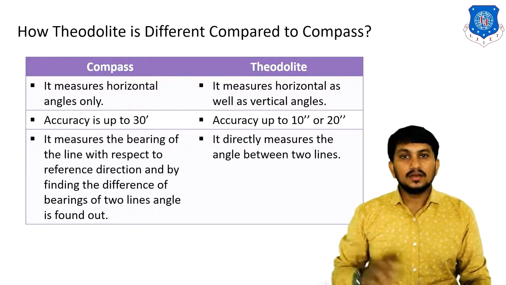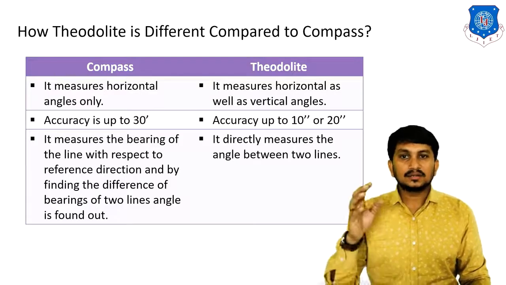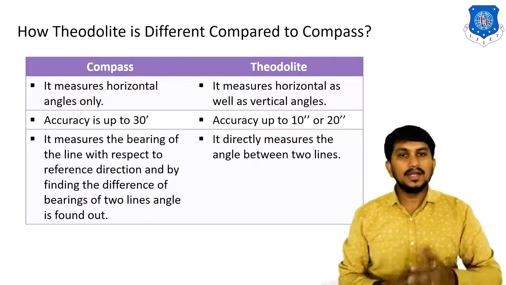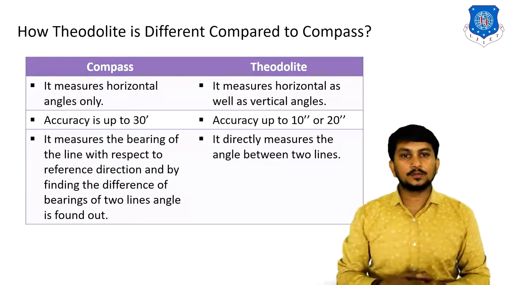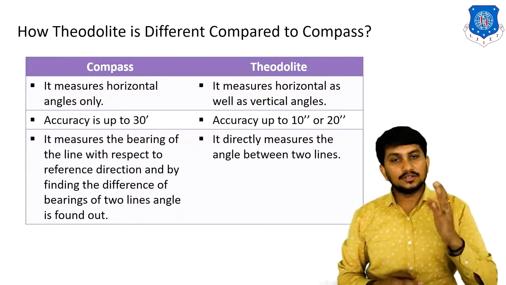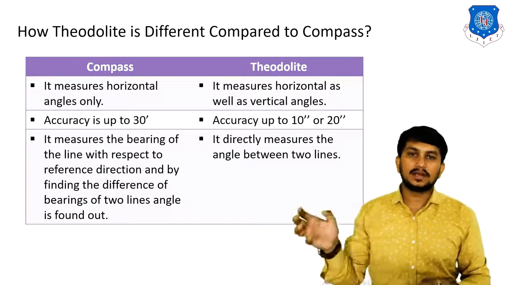Second is accuracy. Compass is used for accuracy up to 30 minutes, while theodolite can be used for accuracy up to 10 seconds or 20 seconds. So theodolite is more accurate compared to the compass.